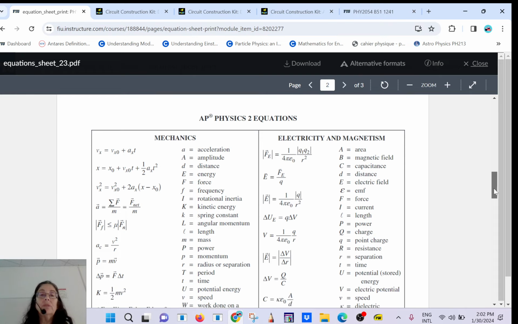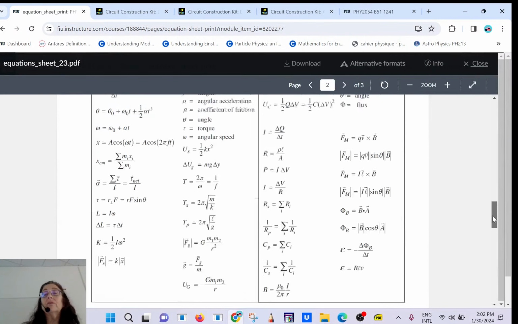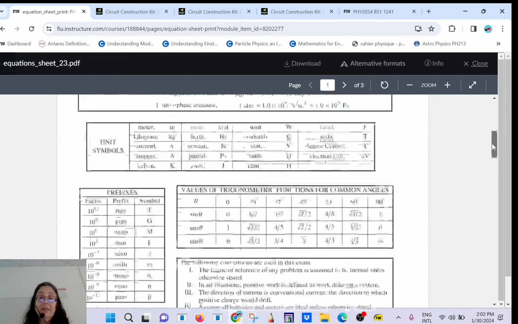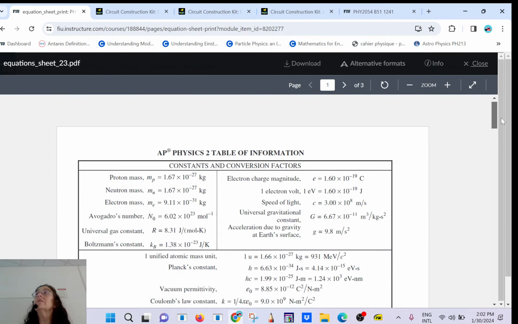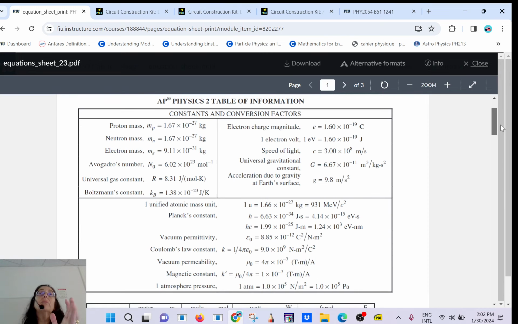What else? You need to print out the equation sheet. You see, you have the equation sheet here. You cannot write down any notes on it. So if you think that something is missing, just memorize it. Get familiar with it. Make sure you print it out and bring it for the test.